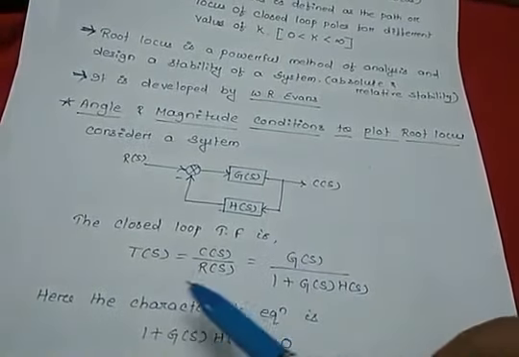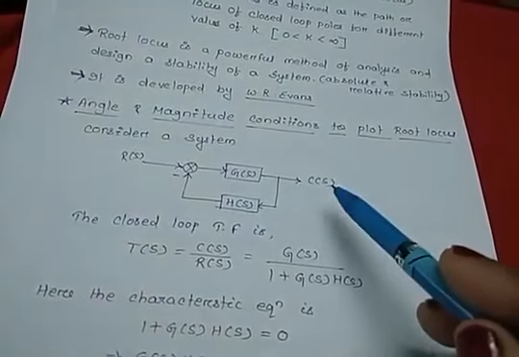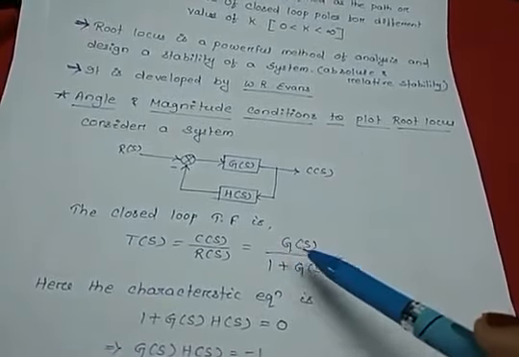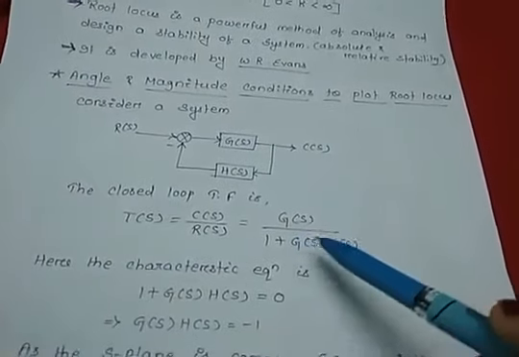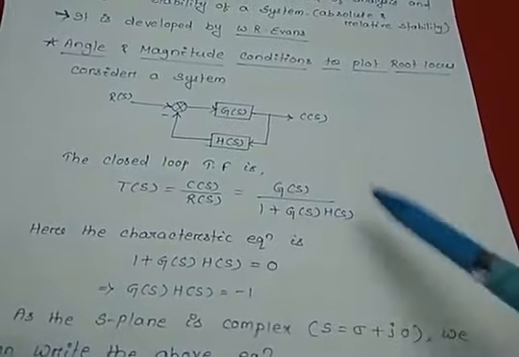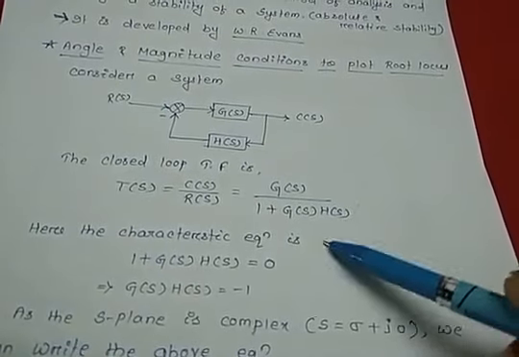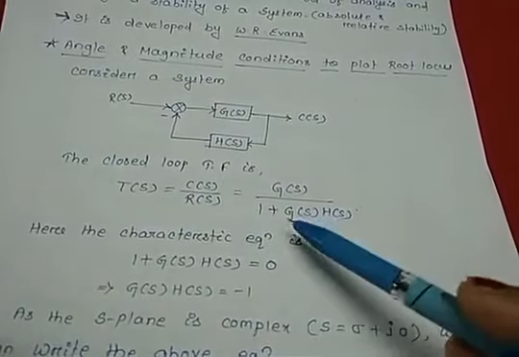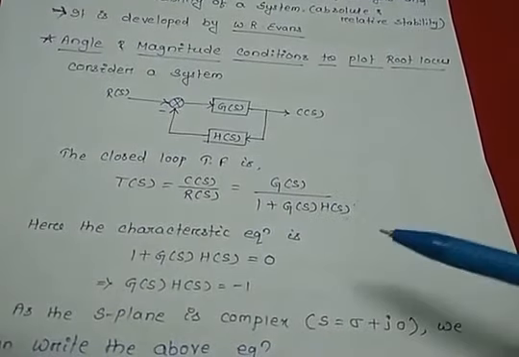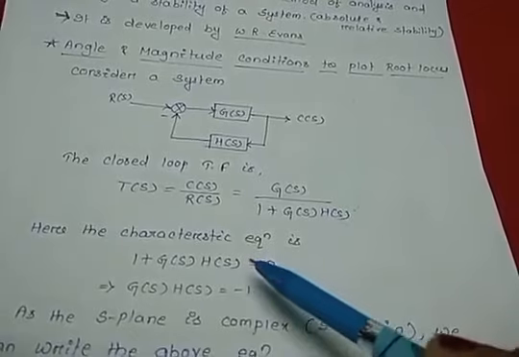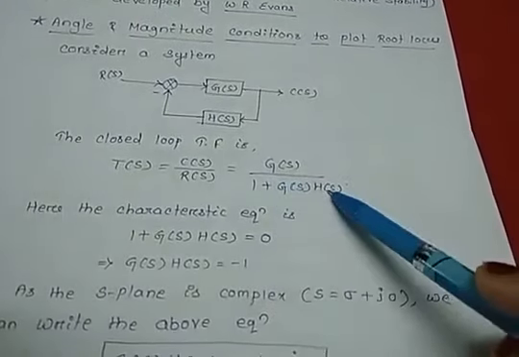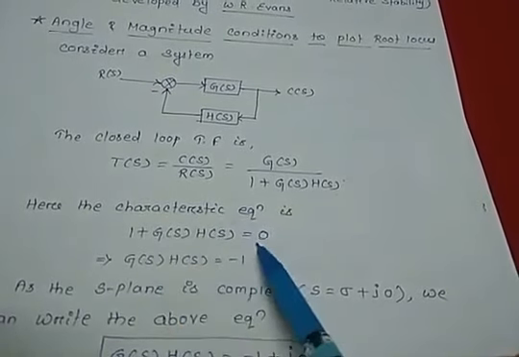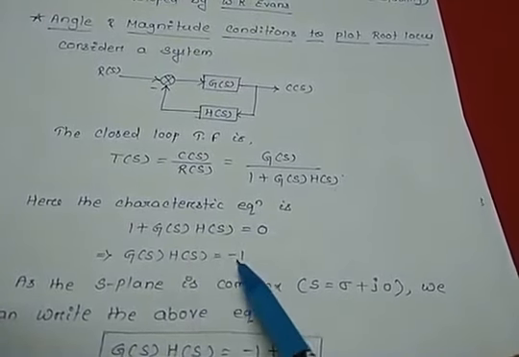In this closed loop system, the transfer function, which is the ratio of the Laplace of output to the Laplace of input, that is C(s) by R(s), can be represented as G(s) divided by 1 plus G(s)H(s). As we know, the characteristic equation we can get from the denominator part of the equation. When the denominator part is equal to 0, that equation is called the characteristic equation. Here 1 plus G(s)H(s) equal to 0. When we shift the 1 to the right hand side, G(s)H(s) equal to minus 1.